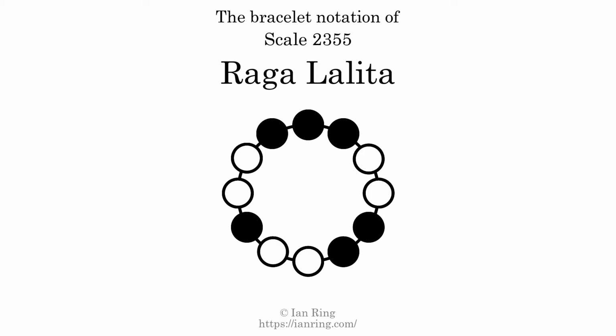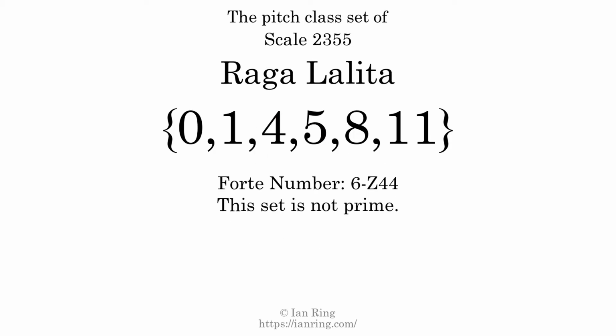This is a bracelet notation diagram of scale 2355. The shaded circles represent tones that appear in the scale, and they are read clockwise, starting at the top. The pitch class set for this scale is 0, 1, 4, 5, 8, 11. The fault class is 6Z44. This set is not prime.